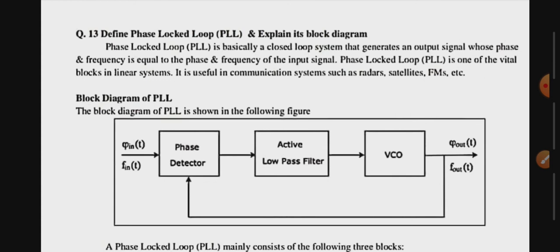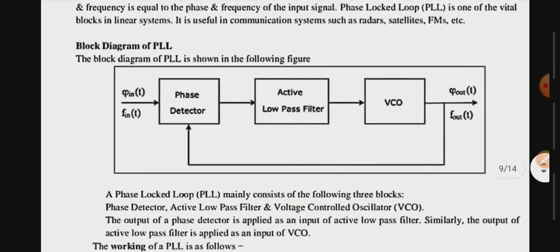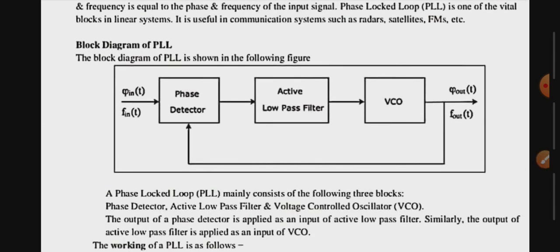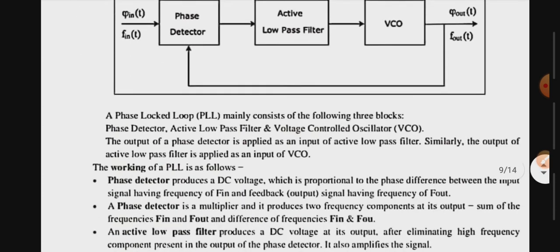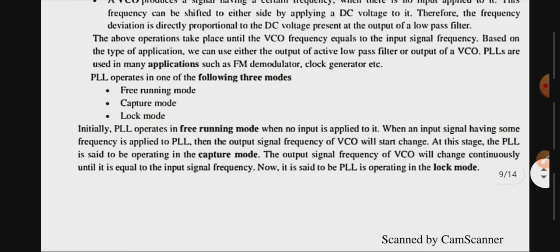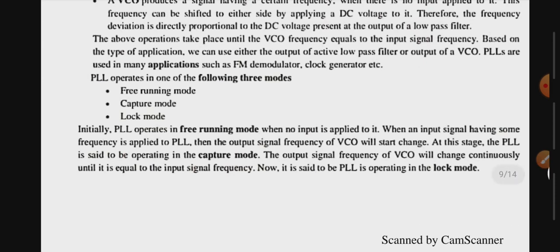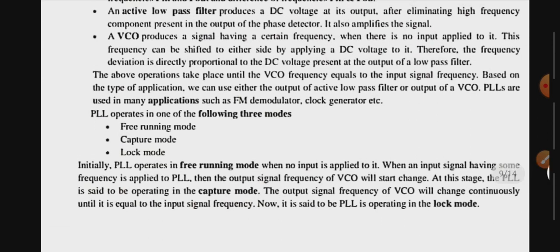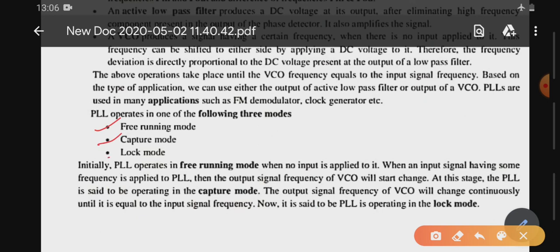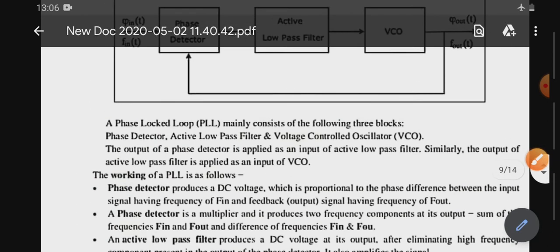So as we know, there are three blocks. If you see the block diagram of PLL, phase detector is there, active low pass filter is there, then VCO is there. VCO stands for voltage controlled oscillator. So here you can see its working. We have seen in the second year that it works in three modes: free running mode, capture mode and lock mode. Okay, these three are the working modes of PLL.